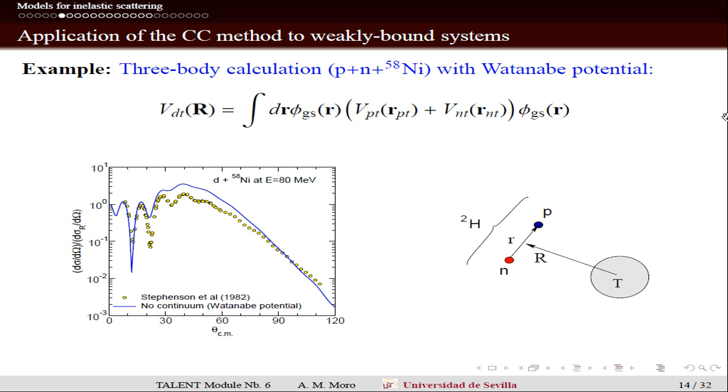And this is the result of the calculation for deuteron on nickel-58 at 80 MeV. This will be the second homework for this afternoon. And you see that we make a poor job at describing this data. So clearly this model is missing something, and something very important, because this is relative to Rutherford. When you multiply this by the Rutherford cross-section, this is a huge difference.